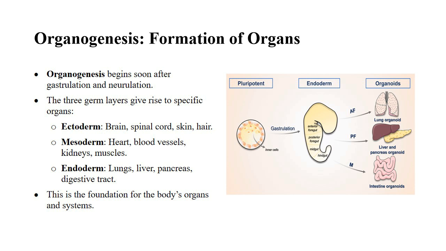The mesoderm forms muscles, bones, kidneys, heart, and blood vessels. The endoderm forms the lungs, liver, pancreas, digestive tract, and other internal organs. This stage marks the beginning of the formation of the body's organs and systems, and it is crucial for the development of a functional organism.